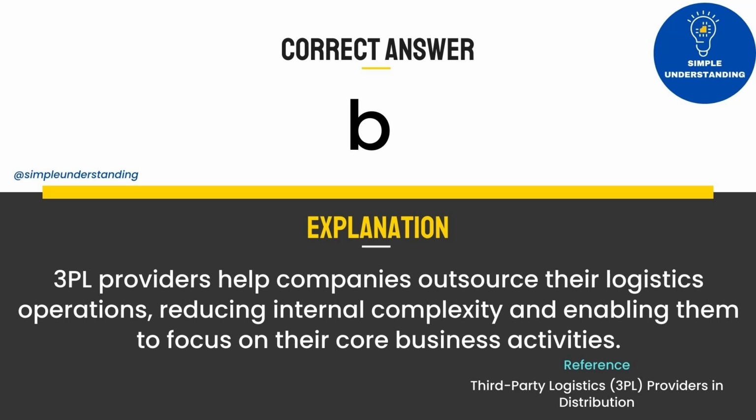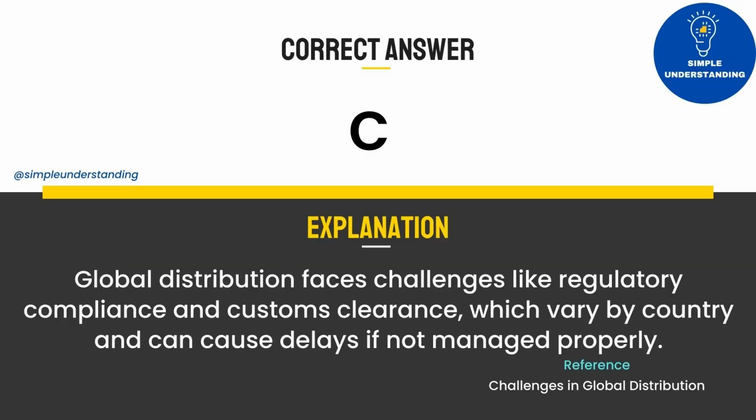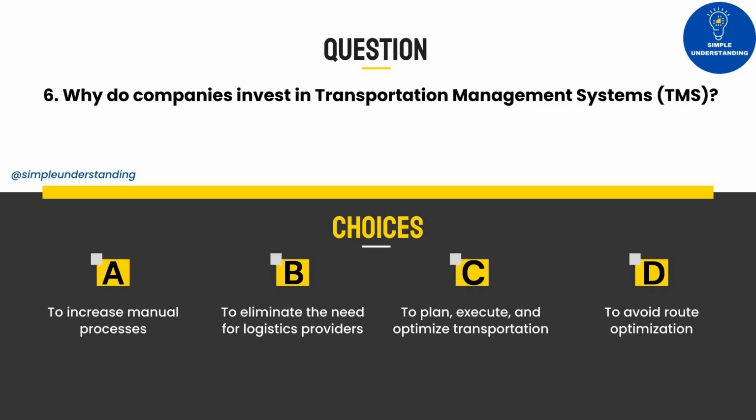5. What is a common challenge companies face when engaging in global distribution? A. Consistent infrastructure worldwide. B. Simplified customs processes. C. Regulatory compliance and customs clearance. D. Uniform regulatory standards. Answer C. Overall explanation: Global distribution faces challenges like regulatory compliance and customs clearance, which vary by country and can cause delays if not managed properly.